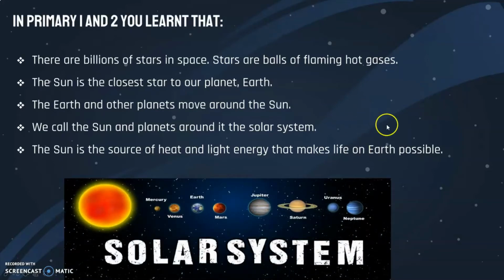Like this. You learned this in primary 1 and primary 2. So I just remind you of the Earth in the solar system. This is the solar system. We have the Sun and other planets like Mercury, Venus, Earth, Mars, Jupiter, Saturn, Uranus, and Neptune.